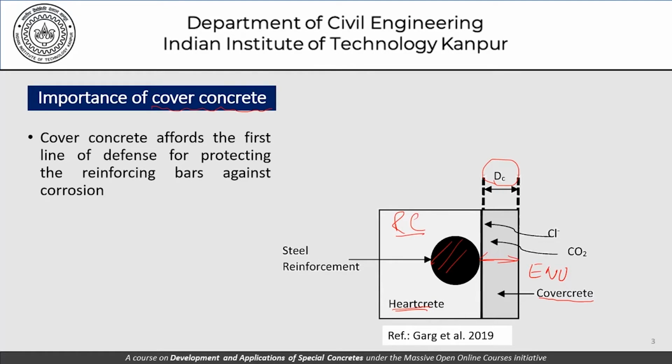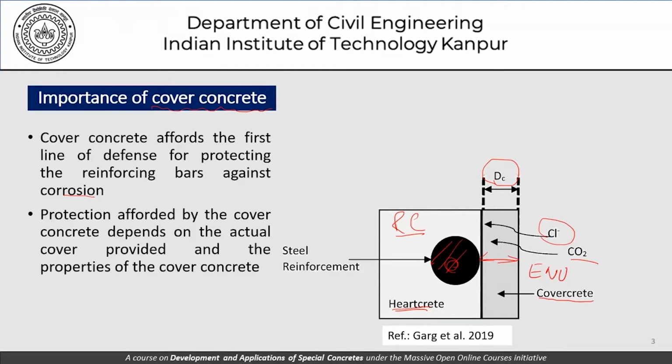So the cover concrete affords the first line of defense for protecting the reinforcing bars against corrosion. So what's being said and is being tacitly assumed is that corrosion of reinforcement, that is this reinforcement bar here, is one of the major problems as far as deterioration of structures is concerned. And one of the reasons why we are doing special concretes and we are becoming more aware is the fact that we need to prevent the reinforcement corrosion. Now, indeed, the cover concrete, that is this concrete here, is the first line of defense against chloride penetration related attack, that's in marine structures, and carbon dioxide related attacks, that is in normal atmospheric conditions.